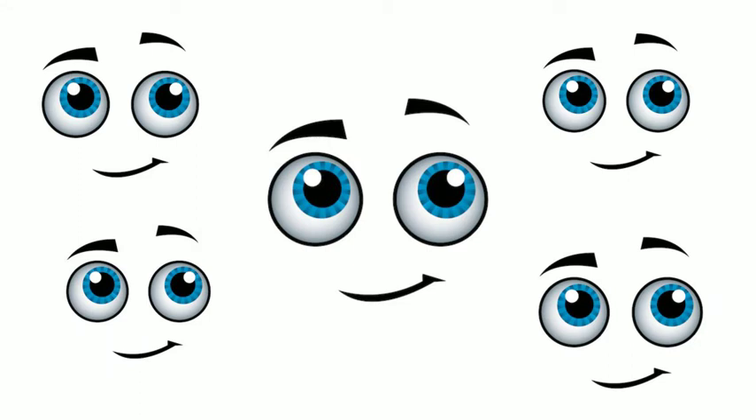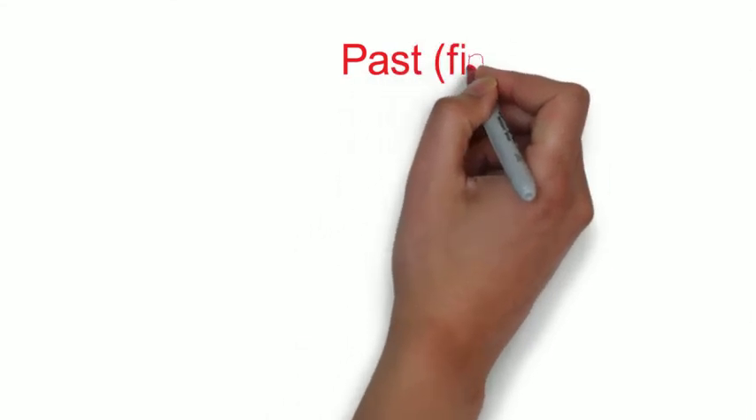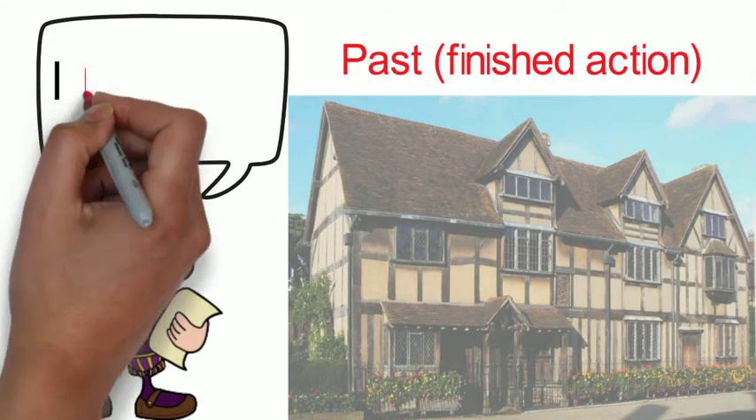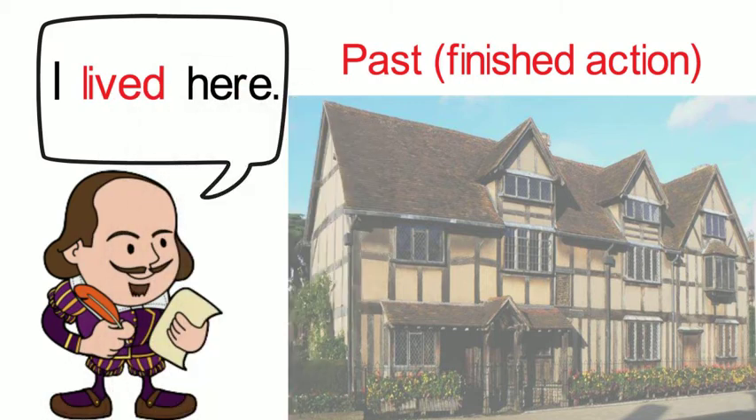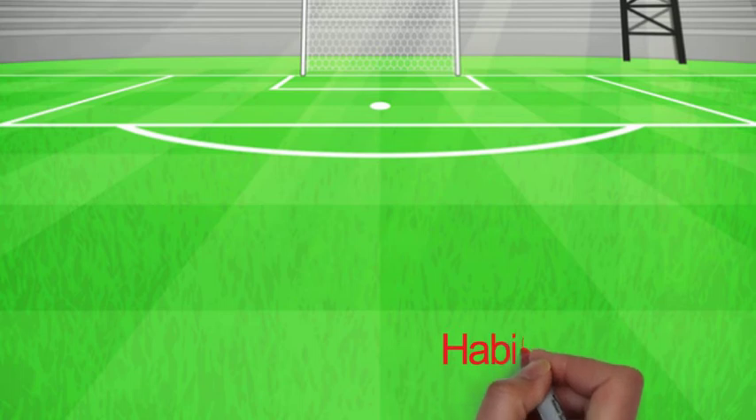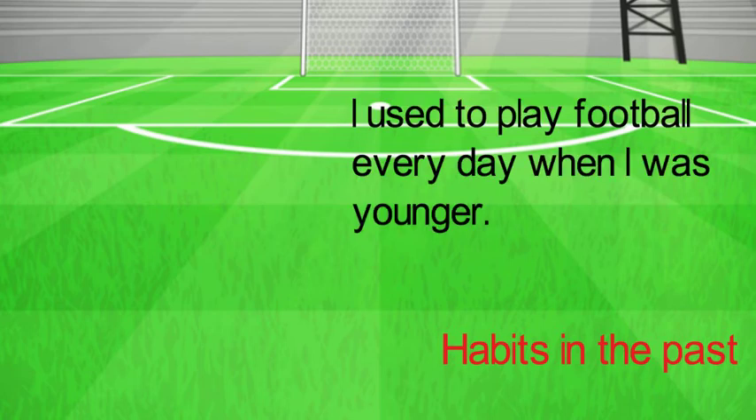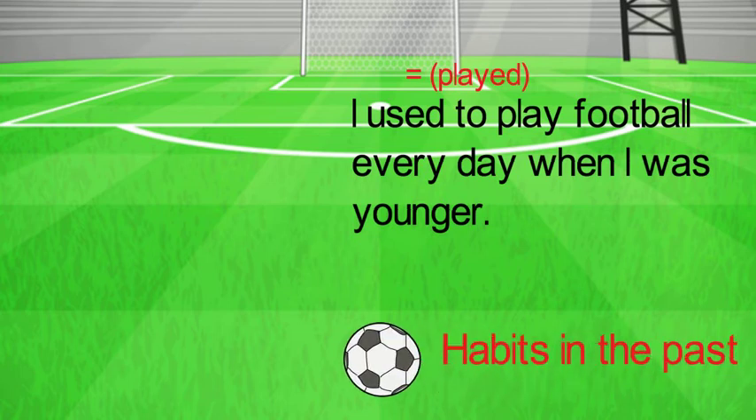We use the simple past tense to describe something that happened in the past and has already finished. Like the present tense, the simple past tense can also be used to describe habits done in the past, such as, I used to play football every day when I was younger. The word every day is used to indicate a habit.